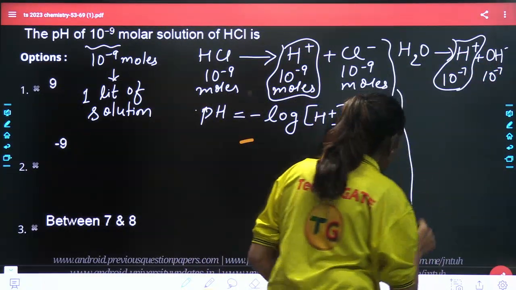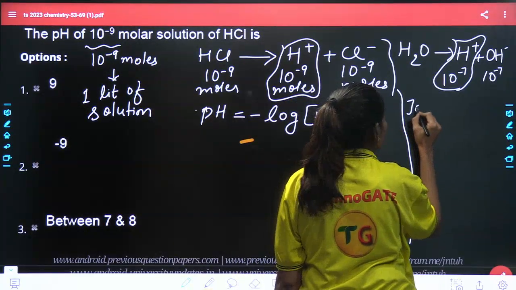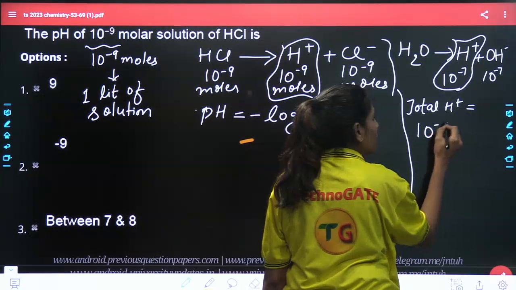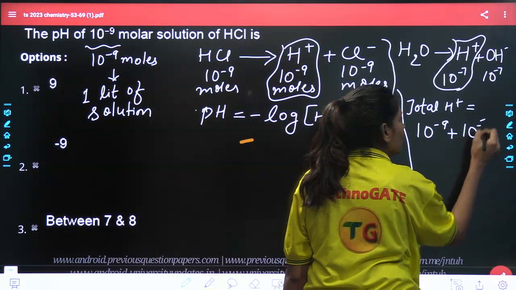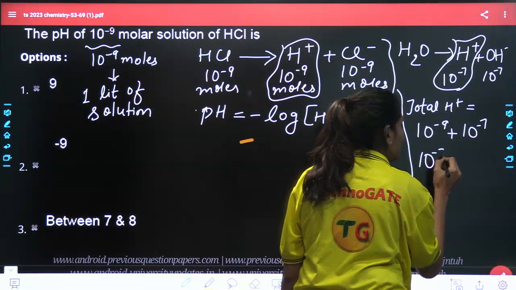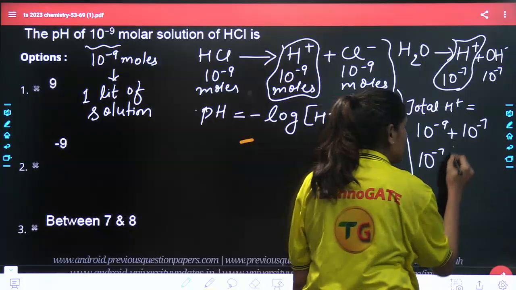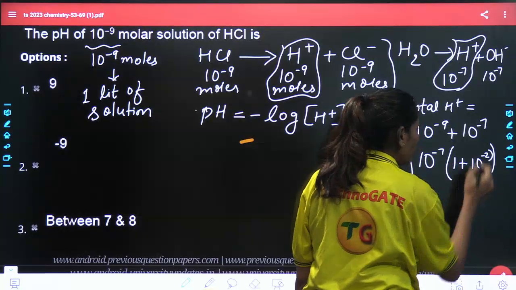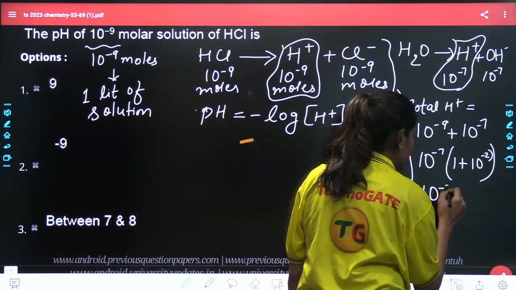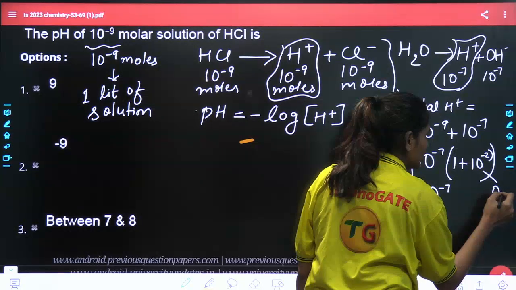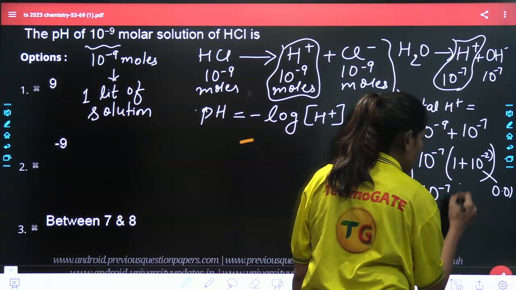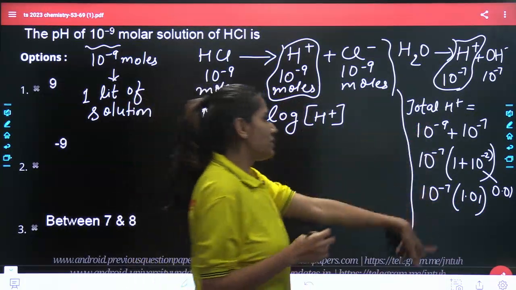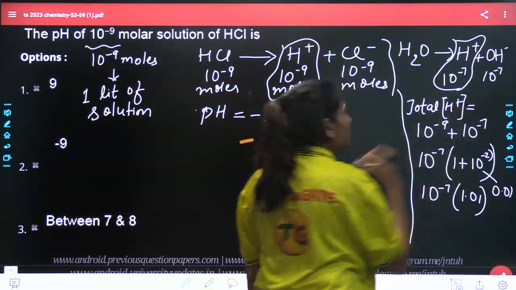So let me solve over here. The total H plus ion concentration would be 10 raised to power minus 9 plus 10 raised to power minus 7. From here I can take 10 raised to power minus 7 as common. Now here, 1 plus 10 raised to power minus 2. And then I can write it like this. 10 raised to power minus 2 is what? 0.01. So here 1.01. This is my total H plus concentration.